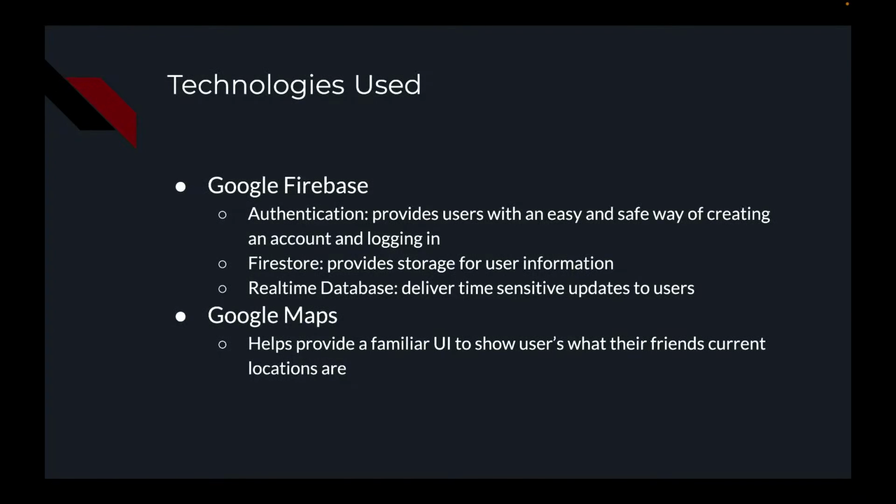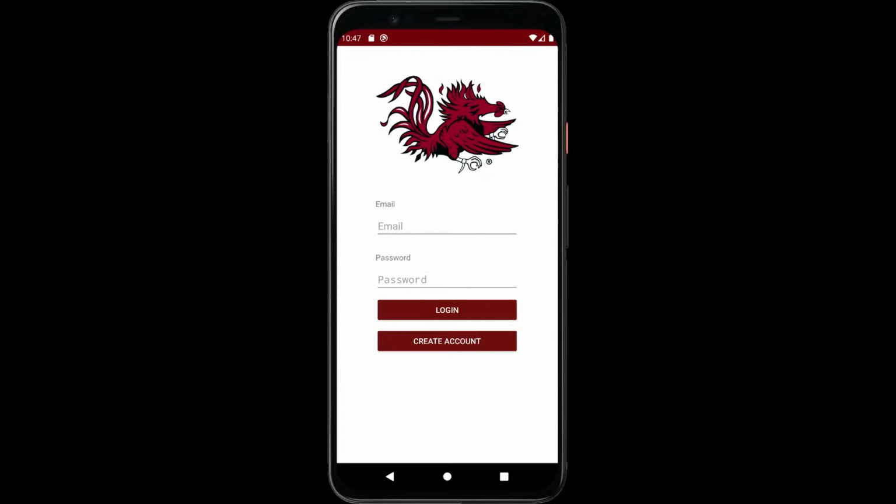Finally, through Google Maps platform, we can display the current locations of friends to the user in a familiar user interface. I'm now going to hand it over to Colton to show how to get started.